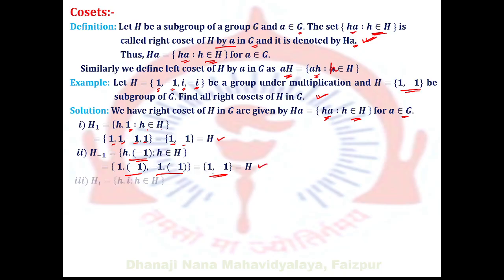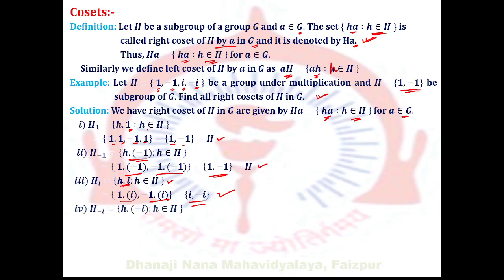Then we have Hi, H into i. So multiply elements of H by i. So it is hi for h belongs to capital H. So that is equal to 1 into i and minus 1 into i. So it contains i and minus i. So this is another distinct coset.